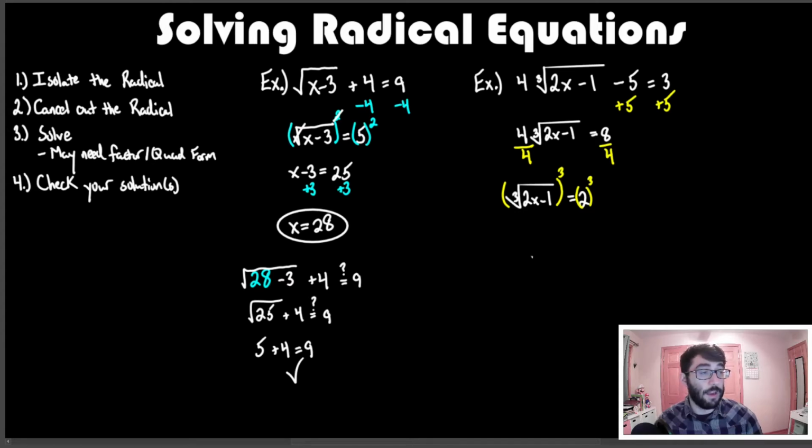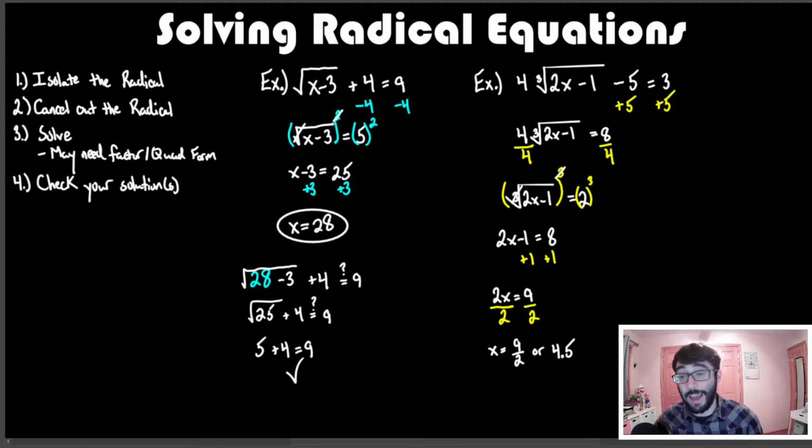And then what I end up getting is, well, the cube root cancels out, so 2x minus 1, what was just underneath the cube root, is equal to 2 cubed, which is 8. And from there, we just go ahead and solve. Add 1, divide by 2, and we get x is equal to 9 halves or 4.5. 4.5 is exactly equivalent to 9 halves or 4 1/2.